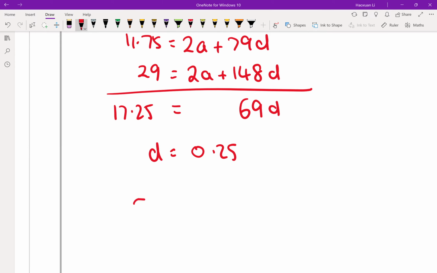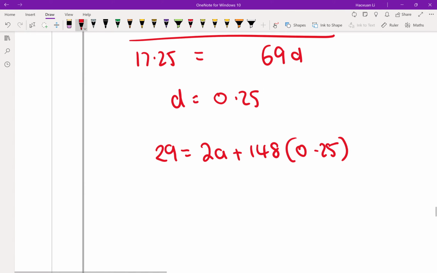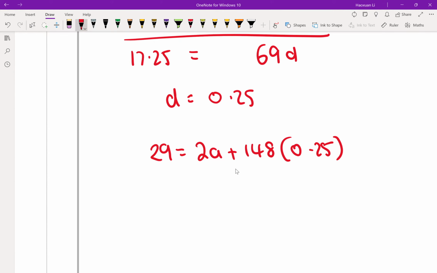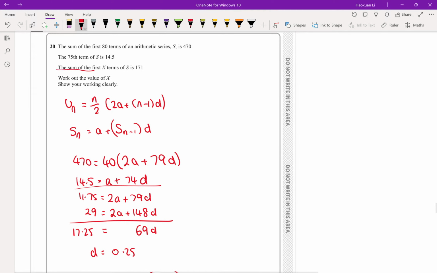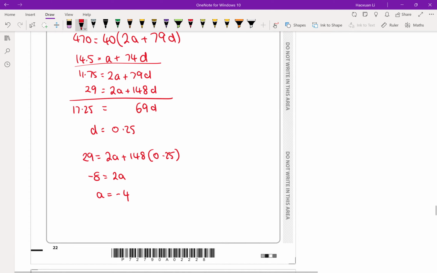Then if you just substitute the value of d in, you should be getting 29 minus 148 times 0.25. This will be negative 8 equals 2a, and a will be negative 4. So now the sum of the first x terms of s is 171.